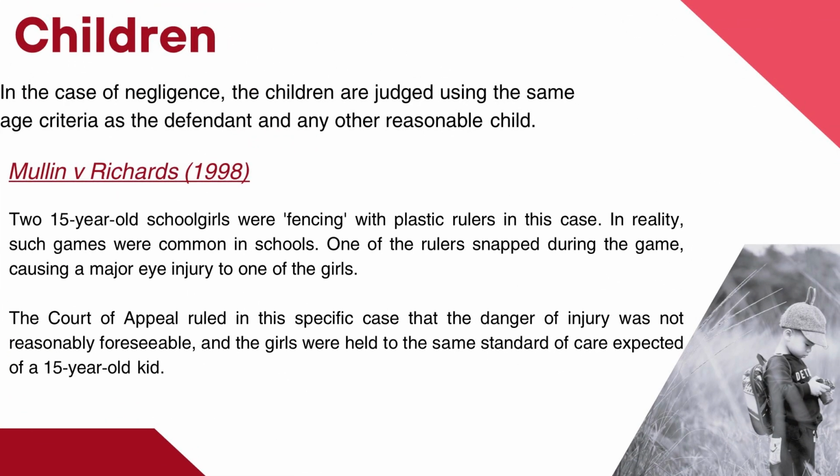In the case of negligence, children are judged using the same age criteria as the defendant and any other reasonable child. In Mullin vs. Richards, two 15-year-old schoolgirls were fencing with plastic rulers. In reality, such games were common in schools. One of the rulers snapped during their game, causing a major eye injury to one of the girls. The Court of Appeal ruled in this specific case that the danger of injury was not reasonably foreseeable, and the girls were held to the same standard of care expected of a 15-year-old child.